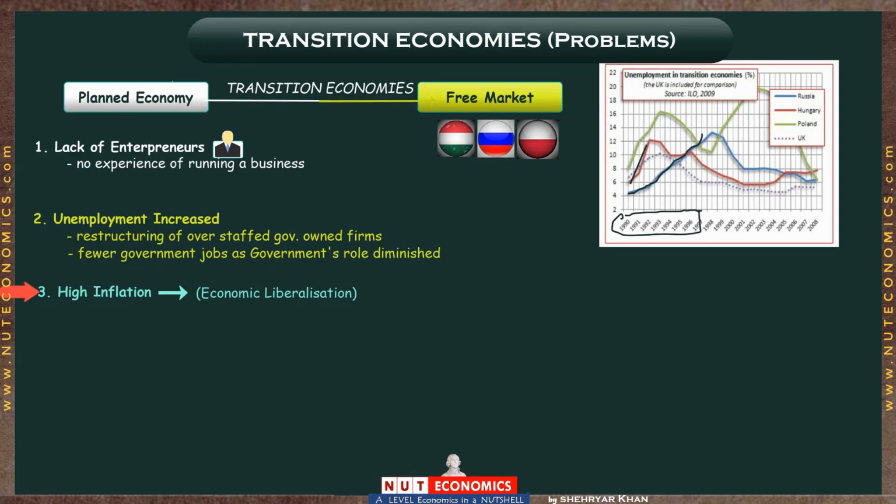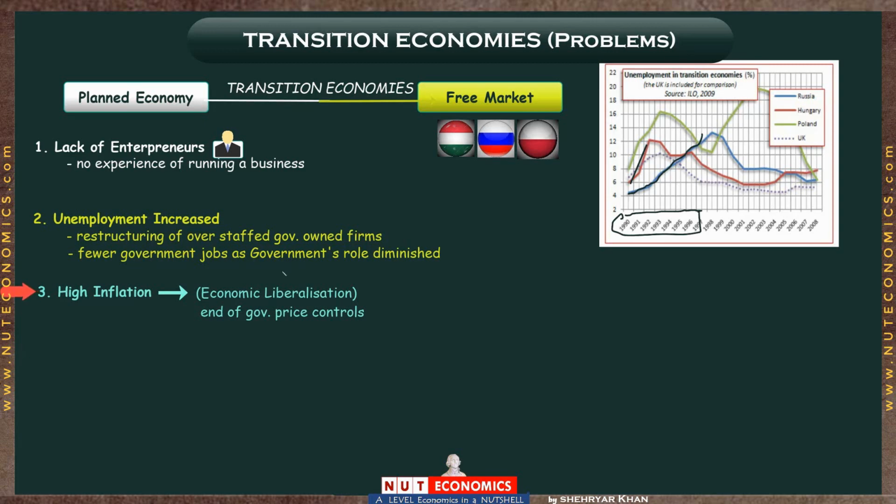And once these economies started a transition to become a free market economy, economic liberalization meant that the government would no longer control the prices. Instead, prices would be allowed to be determined through the forces of demand and supply, the free market forces. And this meant that the prices of most goods would now reflect the true cost of producing them, which was more than what the government was previously ordering the prices to be. And that is why these countries experienced quite a lot of inflation. Now again, there are other reasons, but I'm just trying to give you a simple one over here.